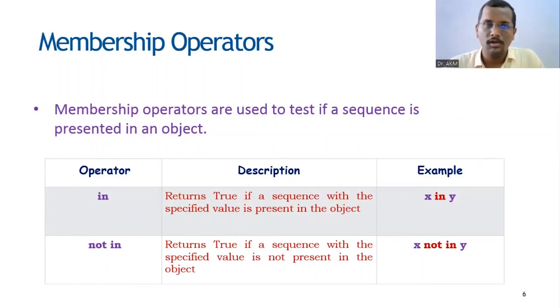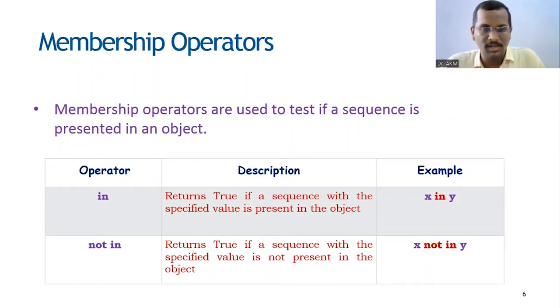So there are two different operators: in and not in. These are called membership operators. The meaning of in is that it returns a true value if a sequence with the specified value is present in the object. If the specified sequence is available in the value, it returns a true value, that is 1.